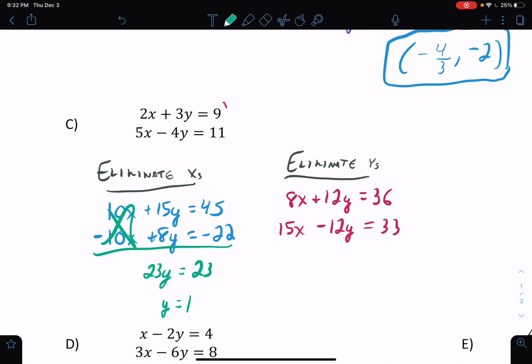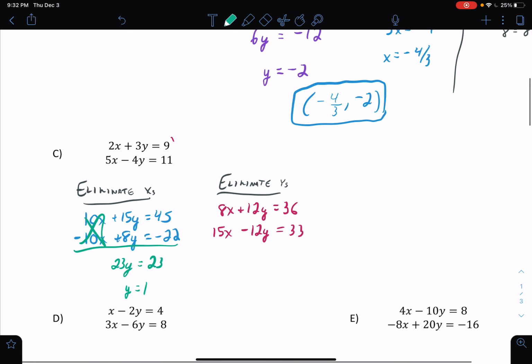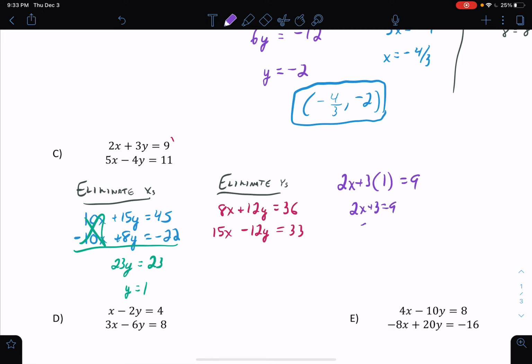All right, so now I'm going to plug that back into either the top or the bottom. I'm going to do the top and solve for x now. So I got 2x plus 3y, but instead of y, I'm going to plug in 1 because that's what we just solved for, equals 9. All right, so 2x plus 3 equals 9. 2x equals 6. X equals 3. So my solution here is 3, 1.